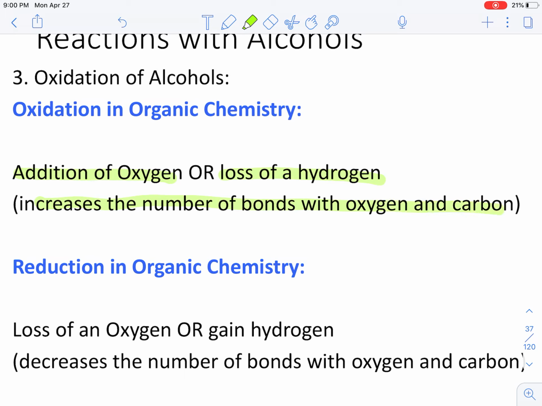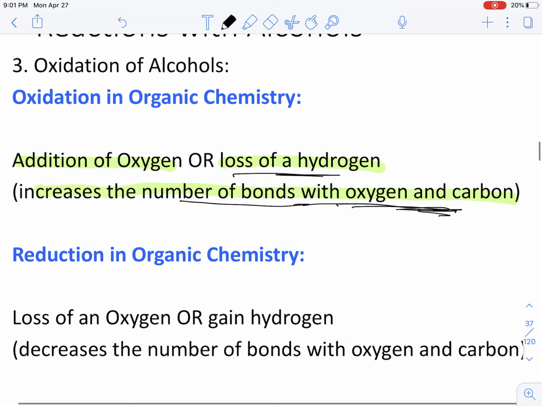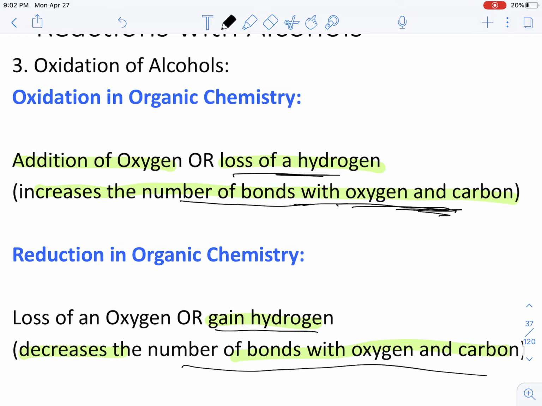So whichever way you use to identify oxidation, just be consistent with it. That way you won't confuse yourself. If you want to look at it from the perspective of hydrogen, then just stick with hydrogen. If you're looking at it from the perspective of the number of bonds between oxygen and carbon increasing, then that's the definition you're going to apply to these problems. Both of these will get you the same answer. Now, for reduction, remember in general chemistry, reduction means a gain of electron. And so in this scenario, we're gaining hydrogens. But through the perspective of oxygens and carbons, we're decreasing the number of bonds between oxygen and carbon. Once again, just choose one of these definitions and stick with it and be able to apply it in a problem setting.